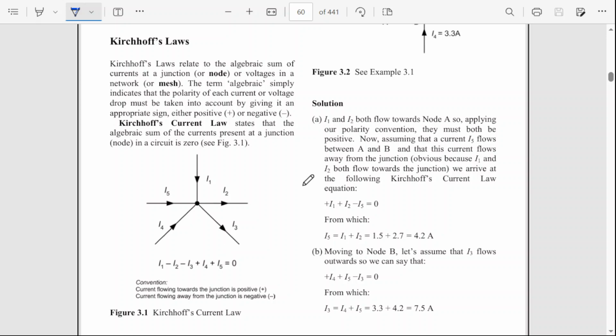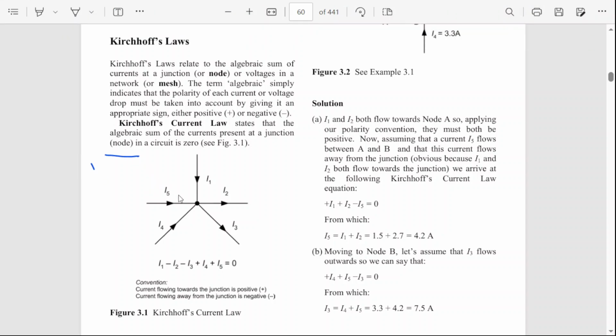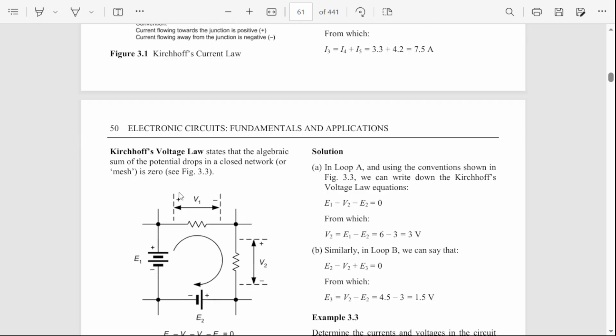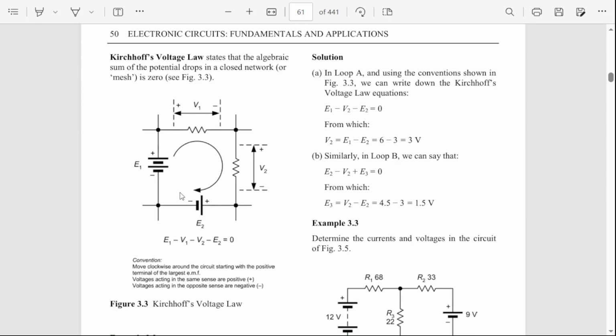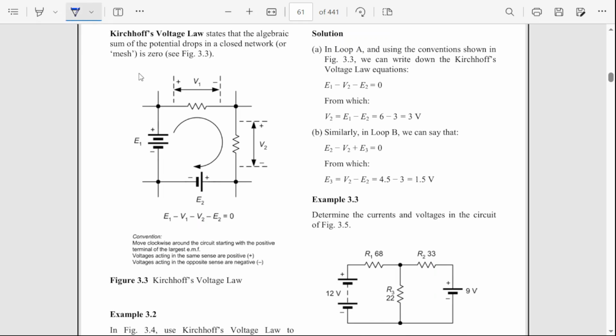And the second one is Kirchhoff's voltage law, which basically states that the algebraic sum of all the potential drops in a closed network is equal to 0. And a closed network means a closed circuit.